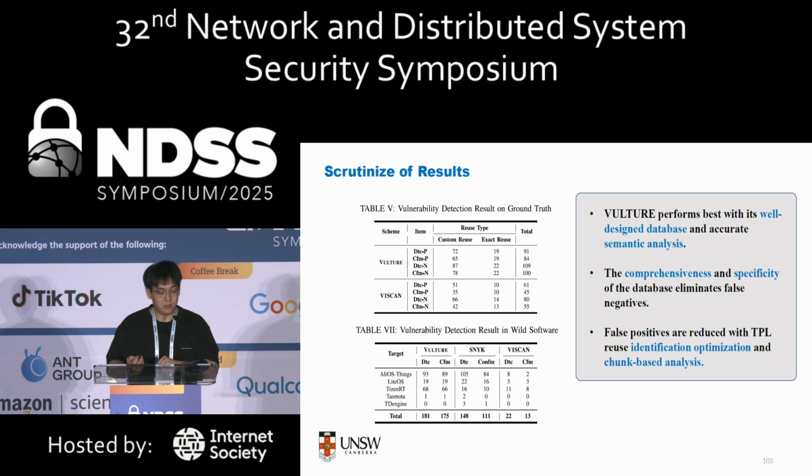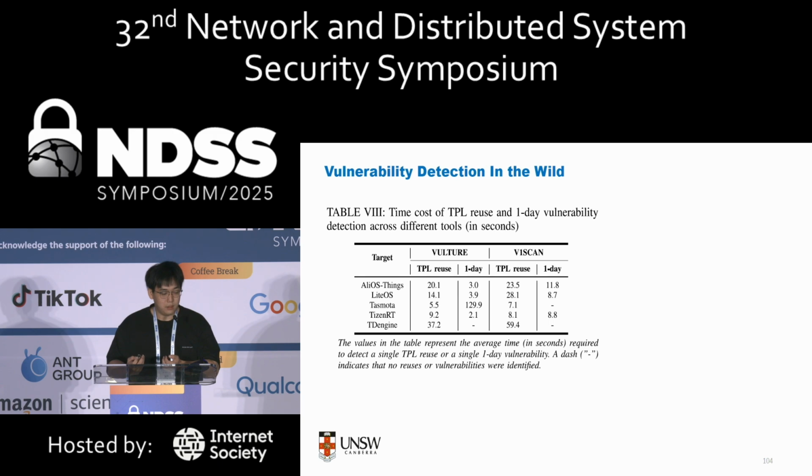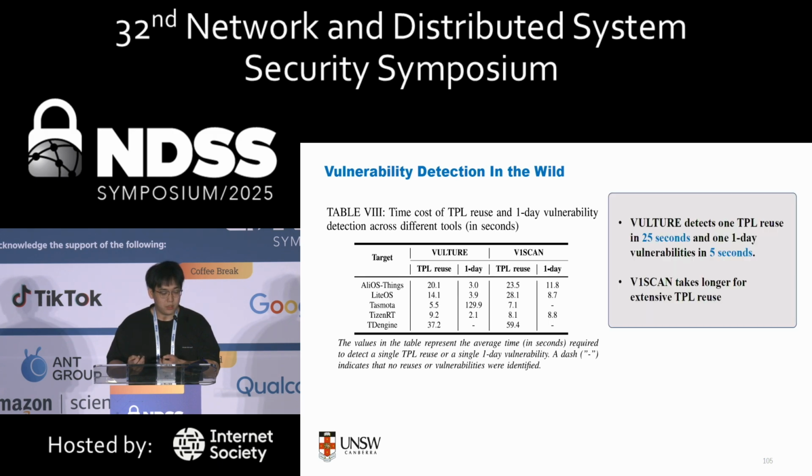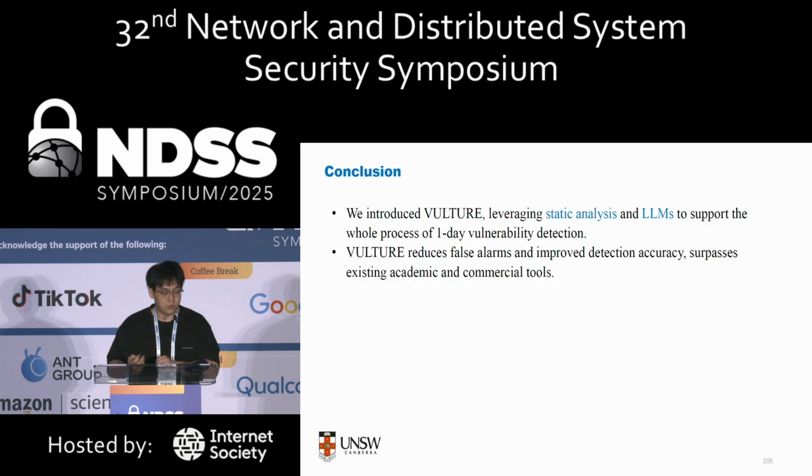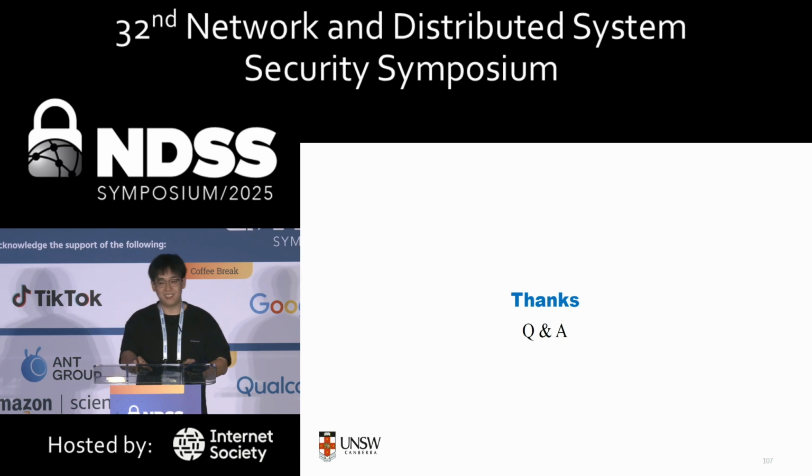With a comprehensive and specific database, Vultr reduced a lot of false negatives, and false positives are reduced by identification optimization and chunk-based analysis. Then for time consumption, Vultr can detect one TPL reuse in 25 seconds and one vulnerability in 5 seconds, much faster than our baselines. So to conclude, Vultr leverages static analysis and LLM to support the whole process of one-day vulnerability detection, and it reduced false alarms and surpasses existing academic and commercial tools a lot. Okay, so that's all. Thank you so much.